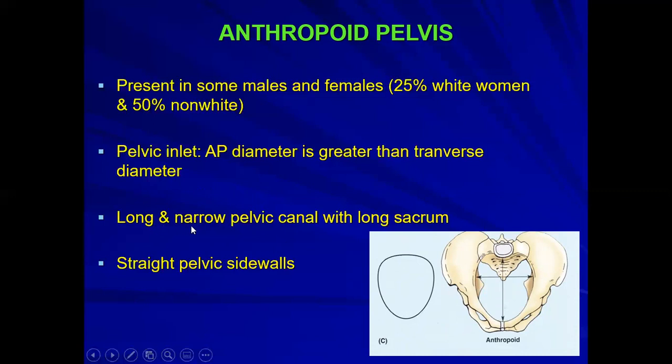It has a long and narrow pelvic canal with a very long sacrum, so it is very hard for the baby to pass through in females who have this kind of anthropoid pelvis. But it has straight pelvic side walls.